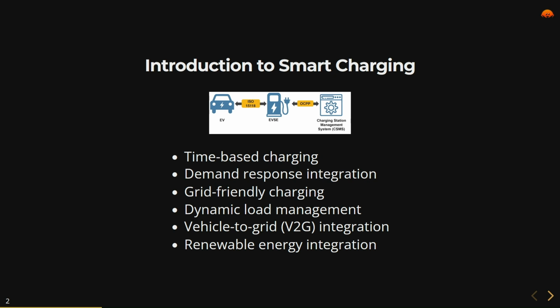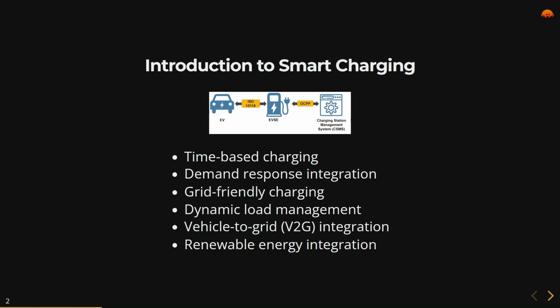Grid-friendly charging. It can distribute the load of charging EVs across different time periods, avoiding excessive strain on the grid during peak demands. This helps ensure the stability and reliability of the electrical grid. The dynamic load management can adjust the charging rate based on the available capacity of the electricity. If another high power consuming device is running in the building or household, the charging rate can be temporarily reduced to avoid overloading of the electrical system.